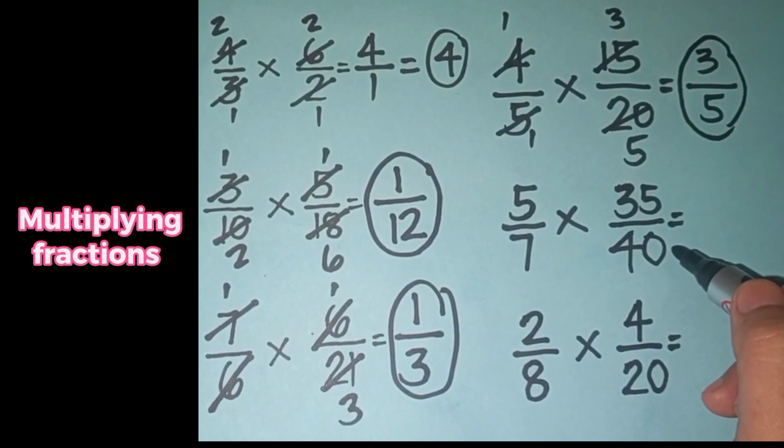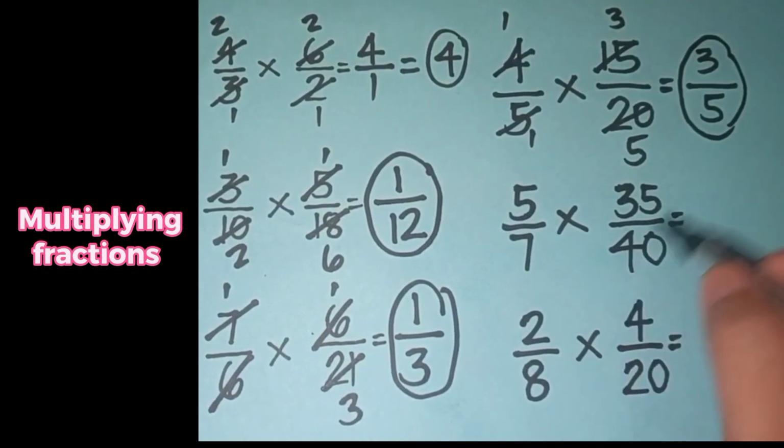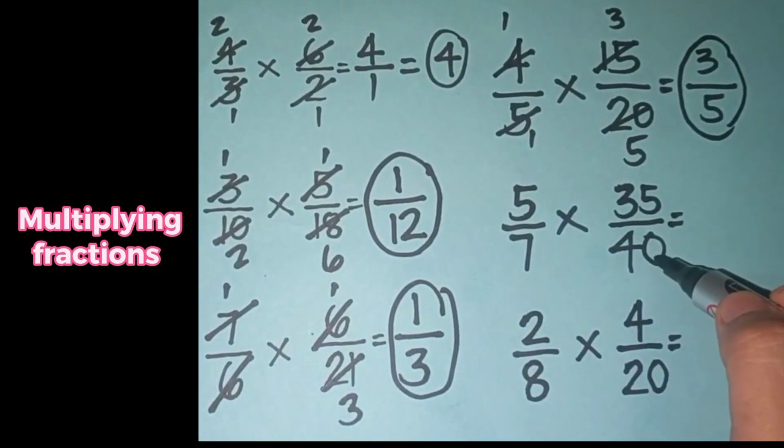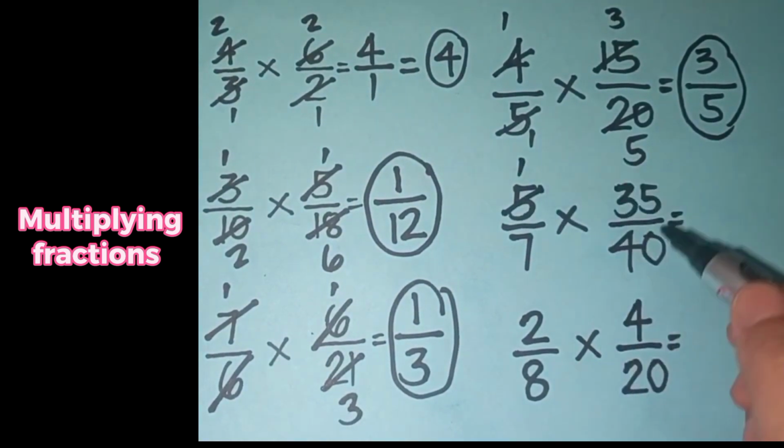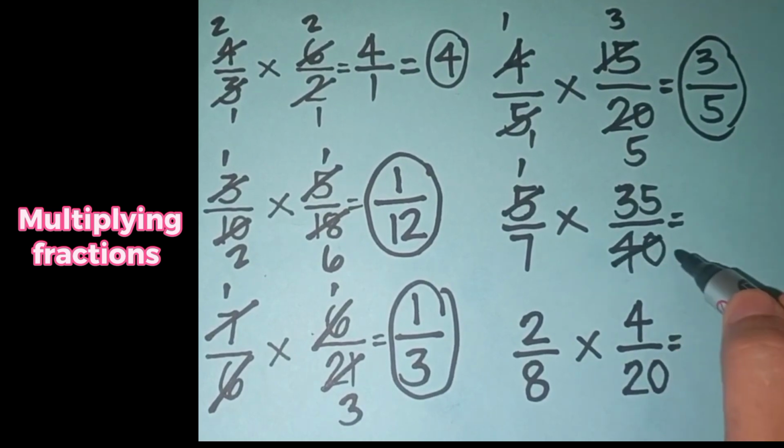Now we come up with the fifth example. 5 over 7 times 35 over 40. Between 5 and 40, our GCF is 5. So how many 5 in 5? We have 1. How many 5 in 40? We have 8.